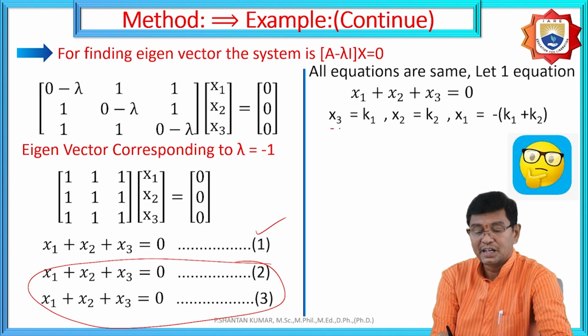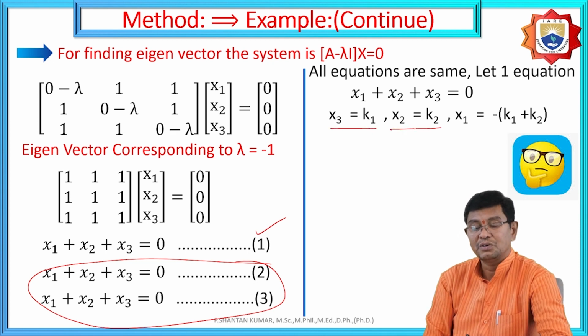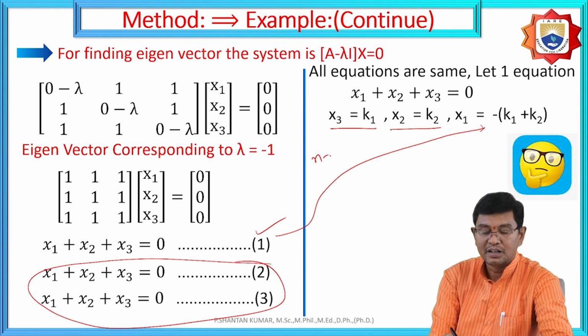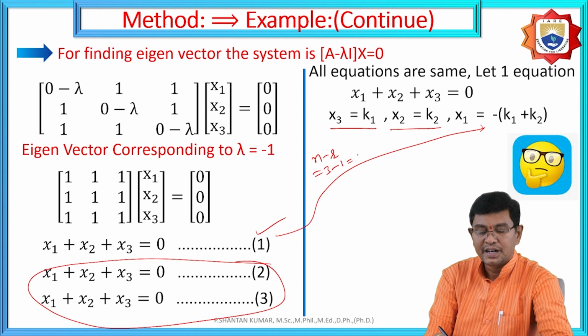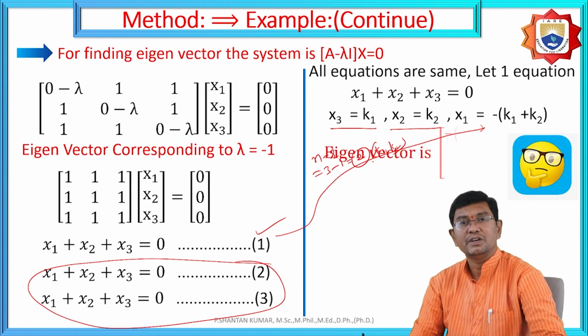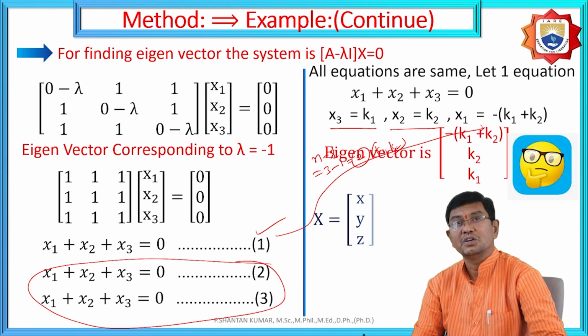Therefore, let us assume that x3 is equal to k1 and x2 is equal to k2. Based upon that, from equation 1, we obtain that x1 is equal to minus k1 plus k2, because of n minus r. Here n is 3 variables and r is 1, therefore it is 2. So we assume k1 and k2, and based upon this logic we find the solutions.